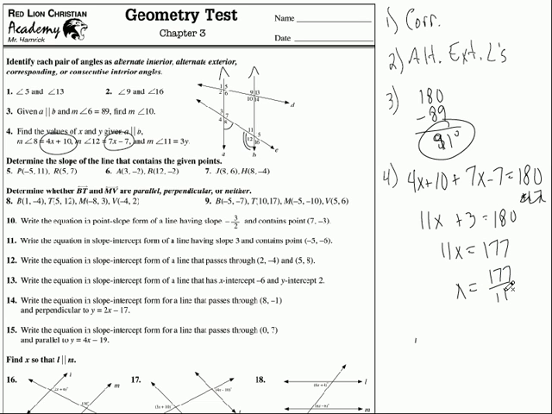Now look, you could keep that answer if you wanted to. Just keep it 177 over 11. A lot of people don't like to keep it like that because we're going to have to put it back in to find angle 11. If you wanted to write it as a decimal, you could. It's about 16.1 if you wanted to use that. All right, so that's what x is.